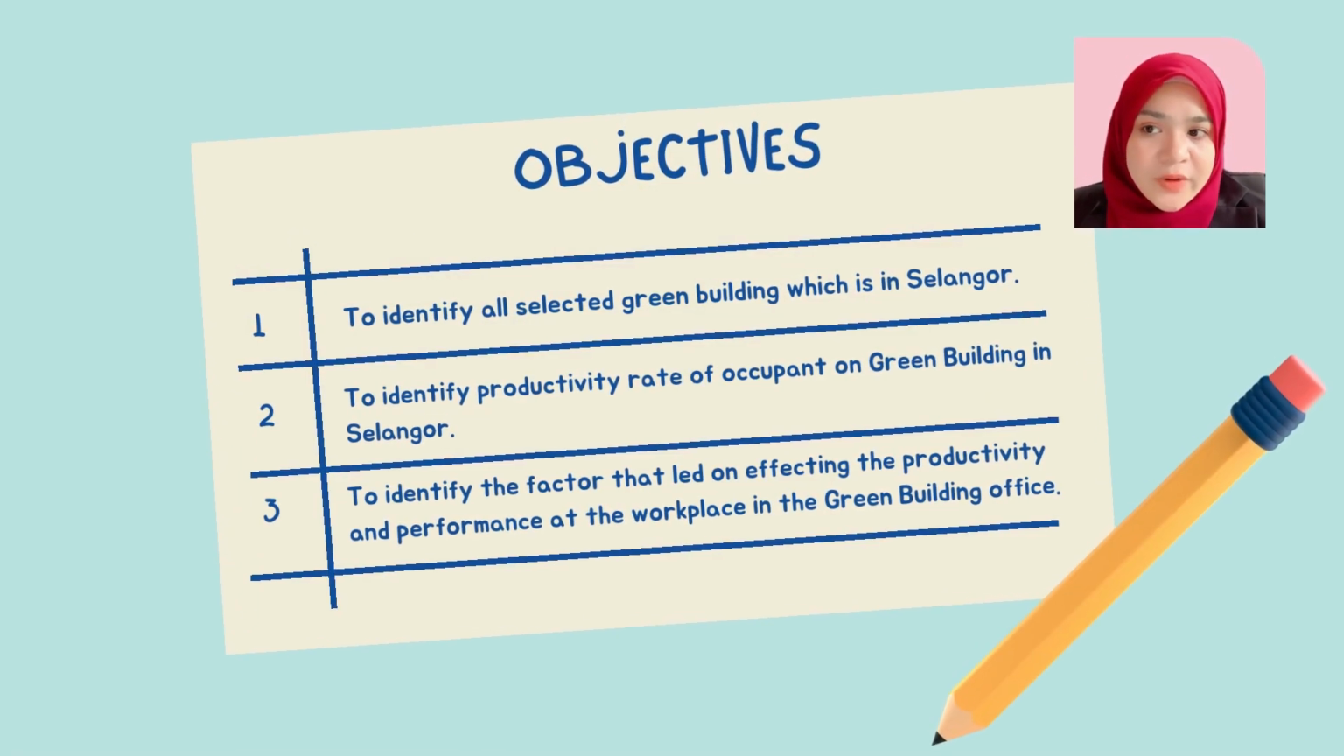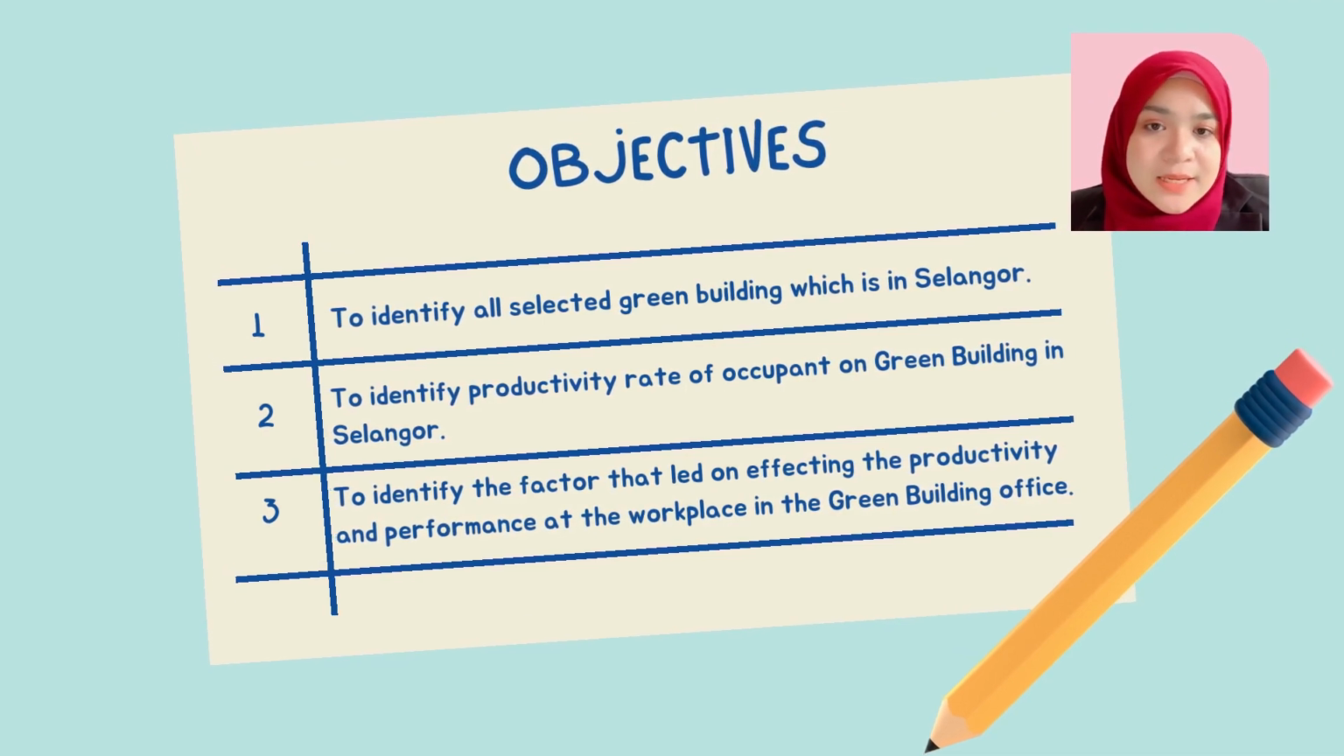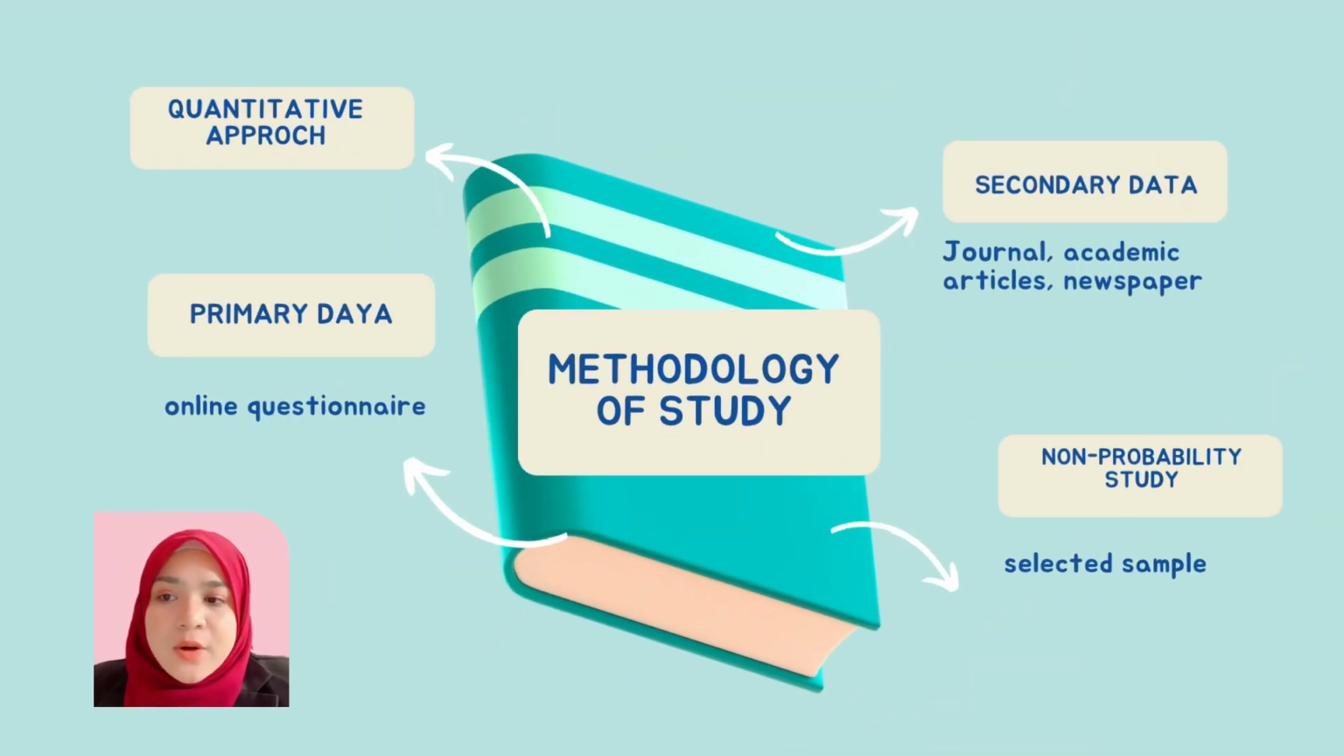The objectives of the research: the first one is to identify all the selected green buildings located in Selangor. The second one is to identify the productivity rates of the occupants in green buildings in Selangor. And the last one is to identify the factors that affect productivity and performance at the workplace in green building offices. This study obtained the data from the selected occupants.